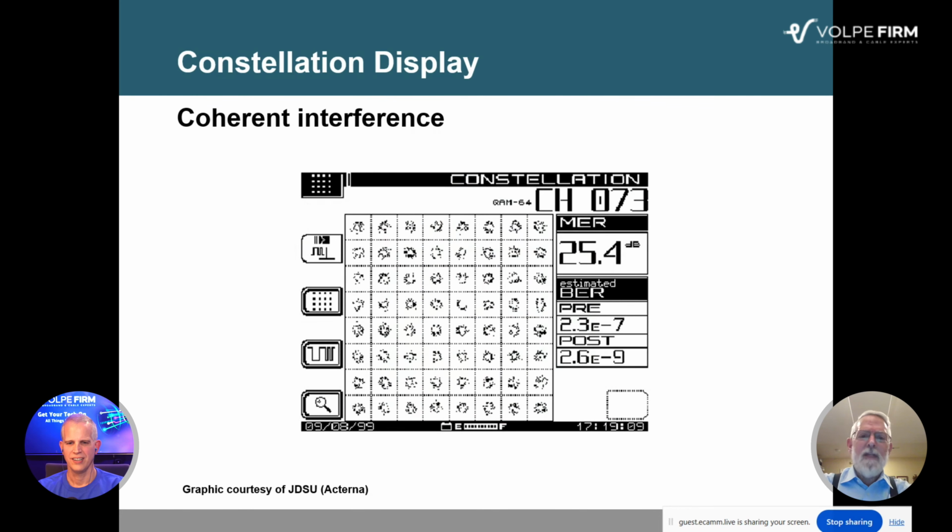Coherent interference. This was donuts. Yeah, donuts. Love it. This is donuts. It's almost impossible to see on a 256 QAM constellation because the decision boundaries are so close together. But with 64 QAM, it's really evident, and you can see the donut shapes to the symbol points on there, and that's caused by an in-channel interferer, probably a CW carrier. Yeah. And it creates this donut-like appearance.